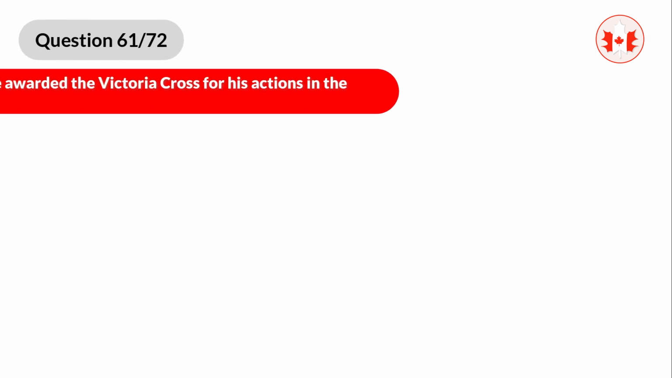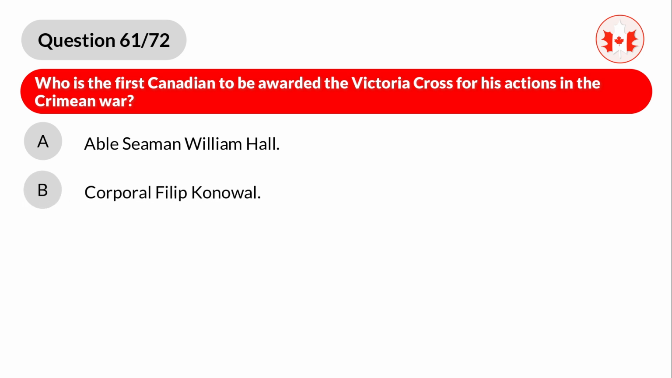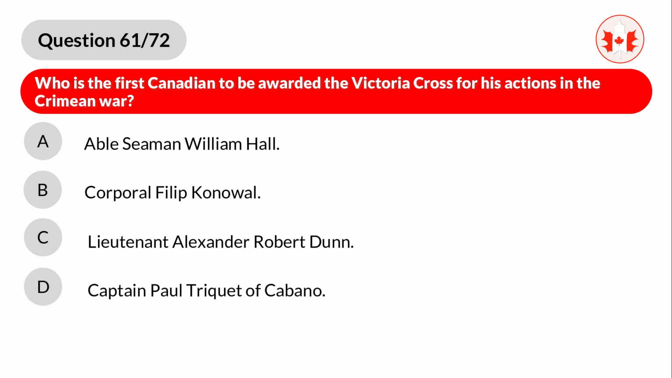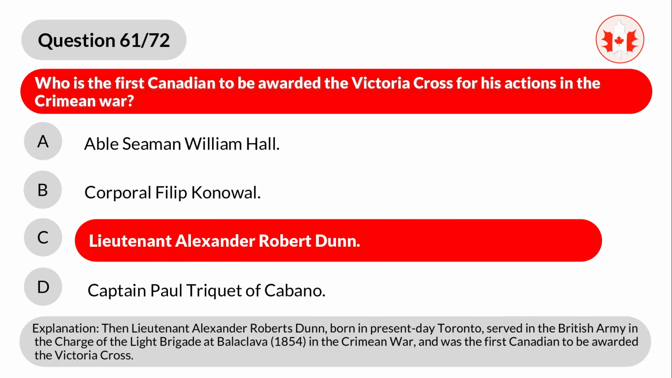Question 61. Who was the first Canadian to be awarded the Victoria Cross for his actions in the Crimean War? A. Able Seaman William Hall. B. Corporal Philip Connaught. C. Lieutenant Alexander Robert Dunn. D. Captain Paul Triquet of Cabano. The correct answer is C. Lieutenant Alexander Robert Dunn. Explanation: Then Lieutenant Alexander Roberts Dunn, born in present-day Toronto, served in the British Army in the charge of the Light Brigade at Balaclava, 1854, in the Crimean War, and was the first Canadian to be awarded the Victoria Cross.